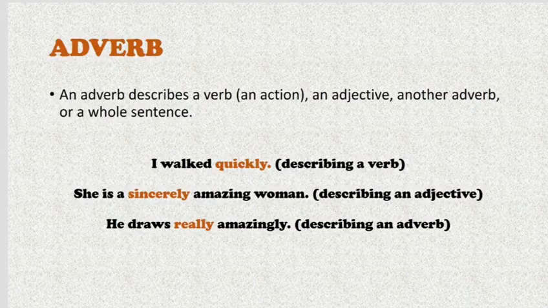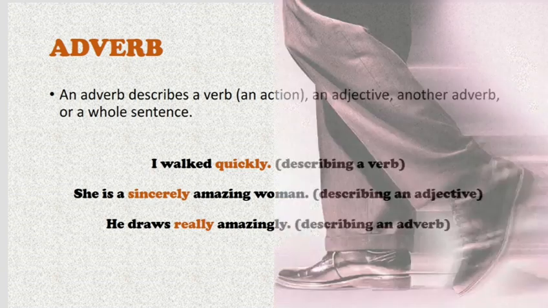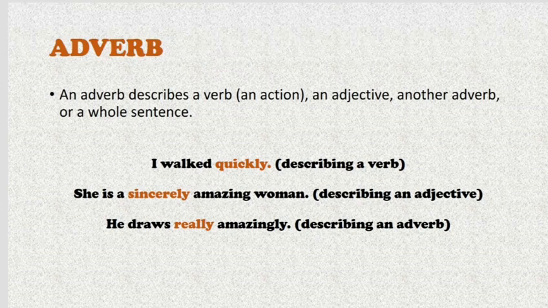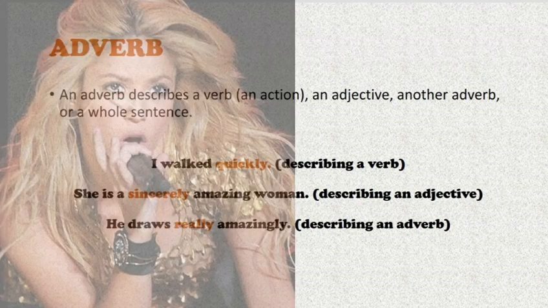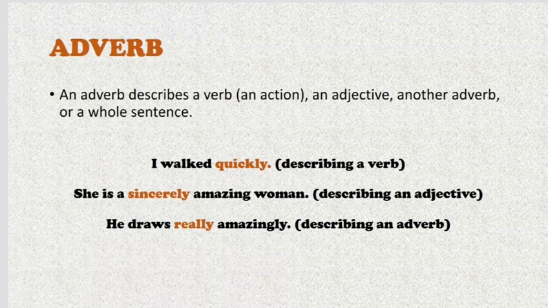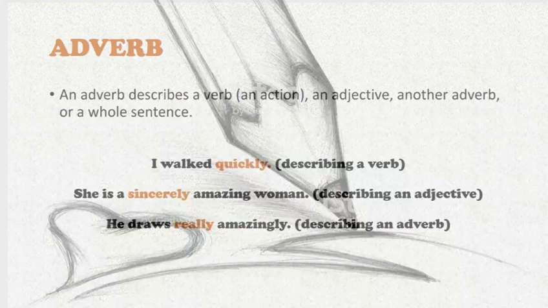Adverb. An adverb describes a verb, an action, an adjective, another adverb, or a whole sentence. For example, I walked quickly. Quickly is describing a verb. She is a sincerely amazing woman. Sincerely is describing an adjective, amazing. He draws really amazingly. Really is describing an adverb.